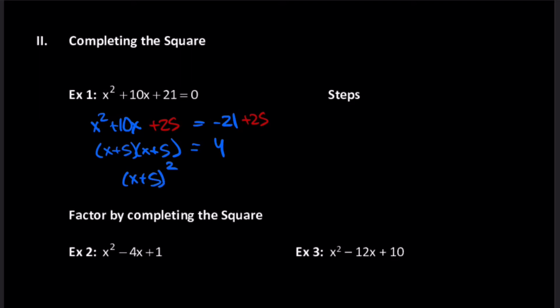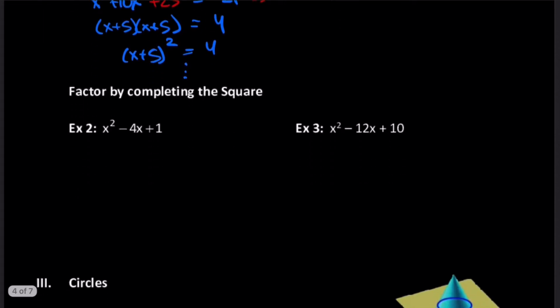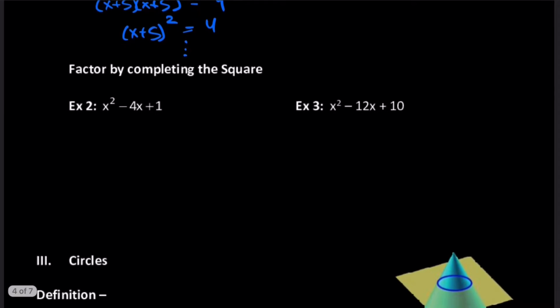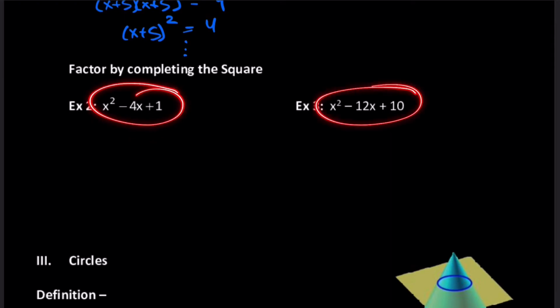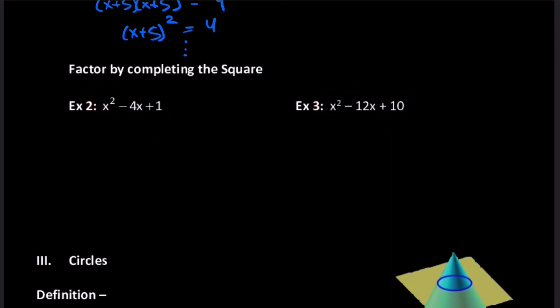So I get x plus 5 squared equals 4 and so on. We're not going to solve these today. We're going to use this, like I said, to come up with another equation. This is more in line of what we're going to do. Factor by completing the square. So notice here, I don't have equations. Those are just expressions. But I want to factor those in some way. Right now, they don't factor.